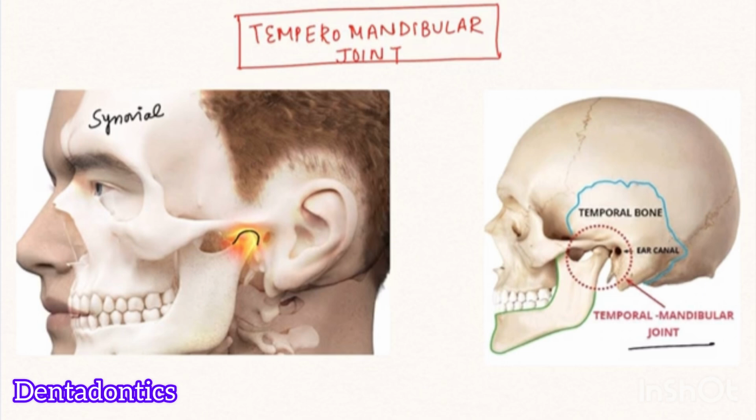As you can see in this picture, TMJ is made up of temporal bone and the part of the mandibular fossa and the head of the condyle. So the joint cavity divides into upper and the lower compartment.